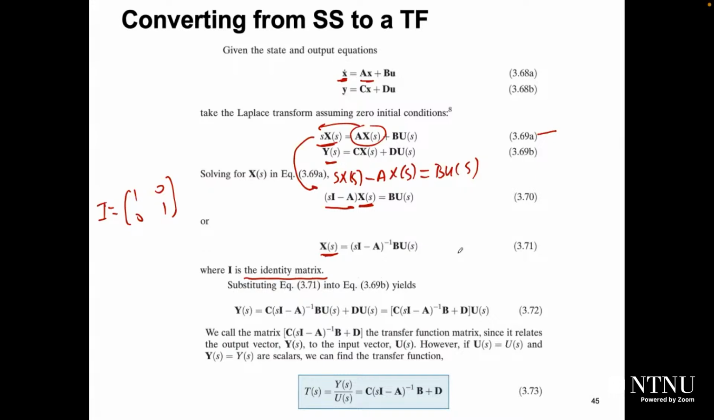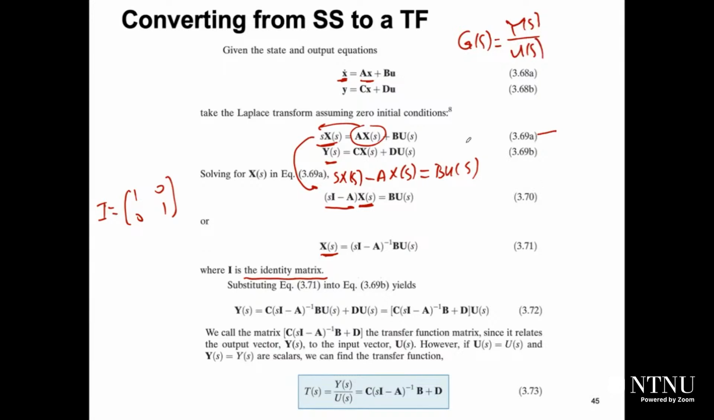So we will substitute this value into Y, right? Because now I need to get my transfer function, and my transfer function should be the output divided by the input, right? My transfer function G of s should be the output Y of s divided by the input. So now we will go to the equation.